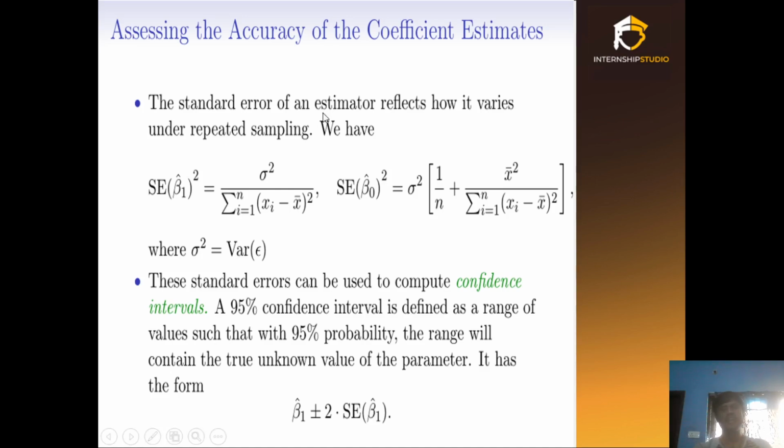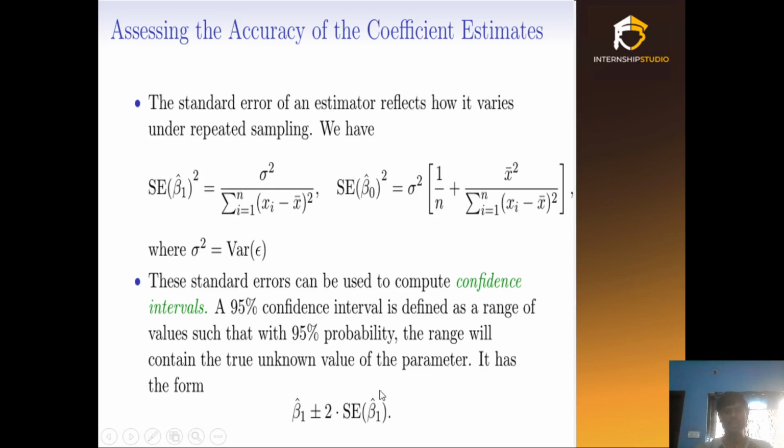And the standard error of an estimator reflects how it varies under repeated sampling. So this is the standard error of the beta 1 hat, the squared standard error, and you can see the squared standard error of beta naught here that are calculated. So we are going to calculate in this way, and there is something called the confidence level as well. A 95% confidence level is defined as a range of values such that with 95% probability the range will contain the true unknown value of the parameter.